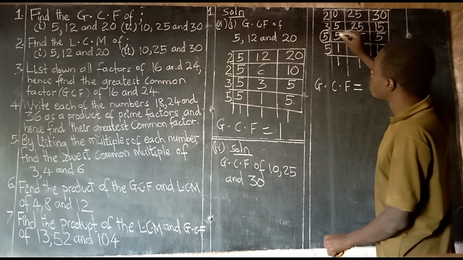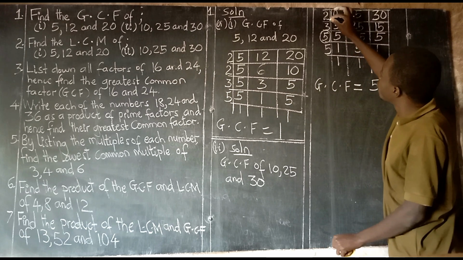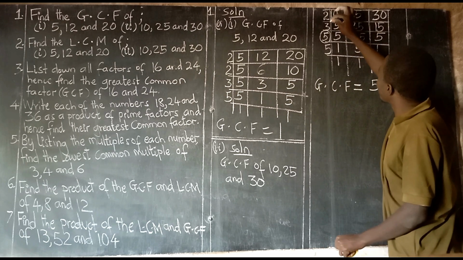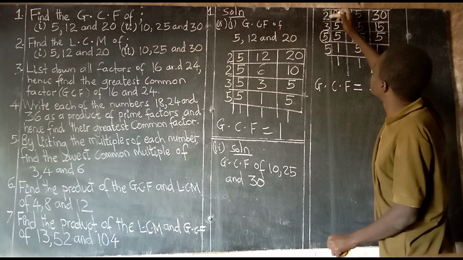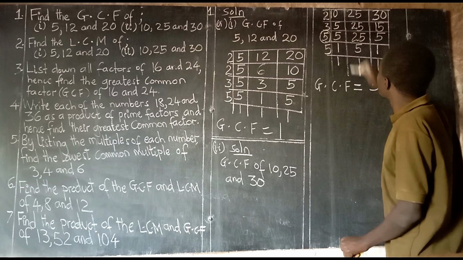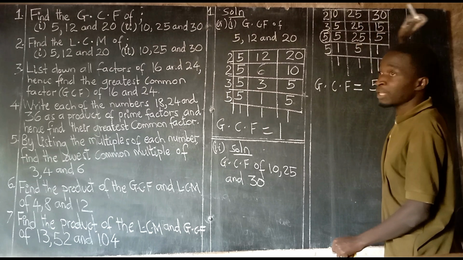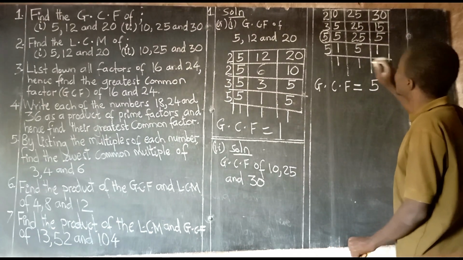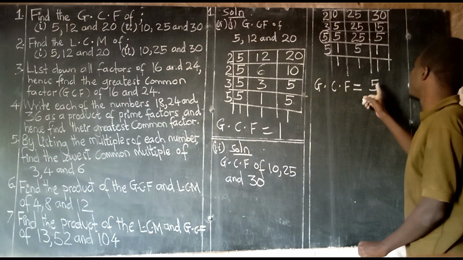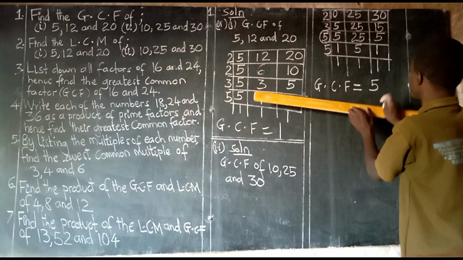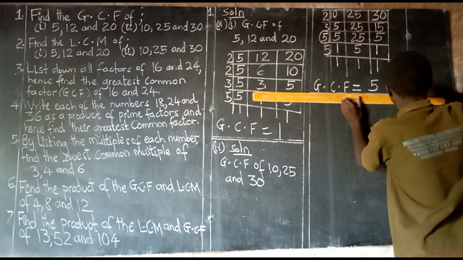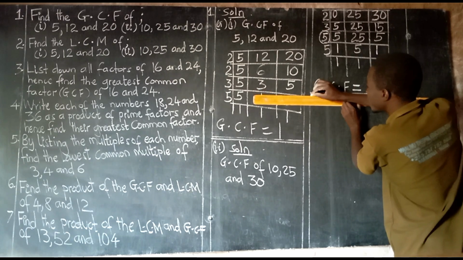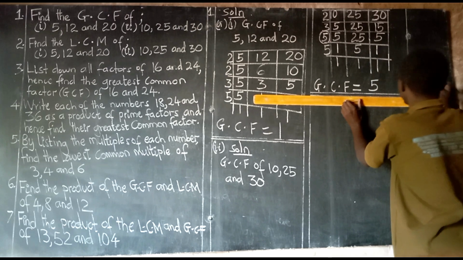If we had any other prime number which divided the three numbers completely, maybe just 2, the GCF would be the product of 2 and 5. But because it is only 5, we write it as it is. So the GCF is 5. I hope you have understood the solution for the first question.